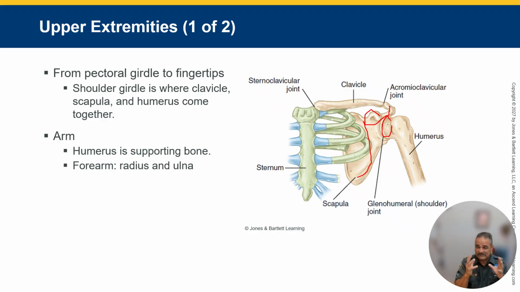This is easy if you just take it in sections. So this is the upper extremity section. Remember, you have a left, you have a right.